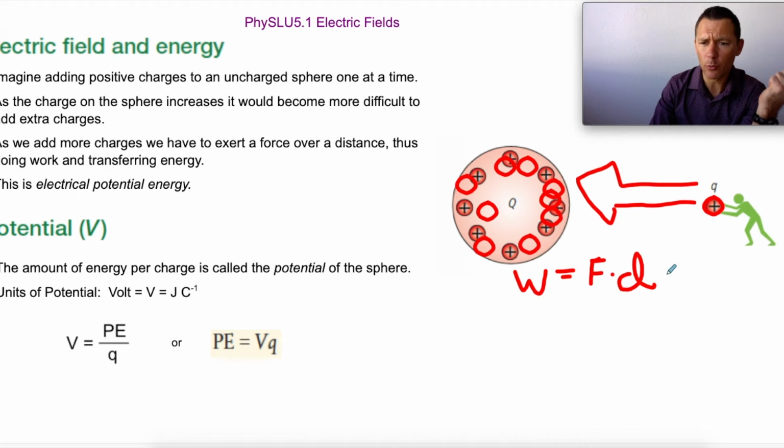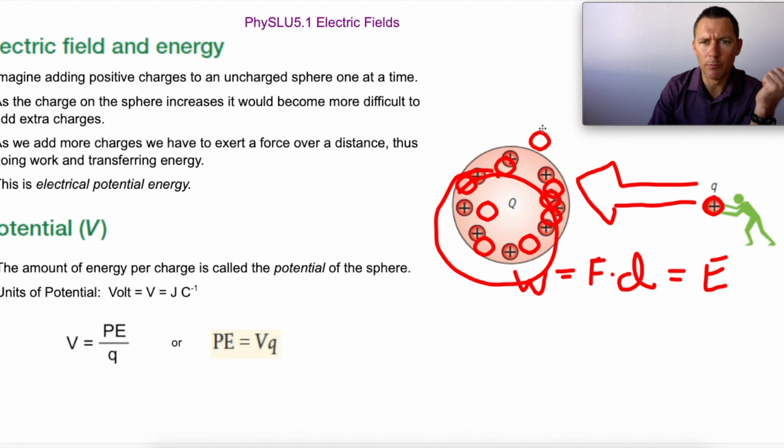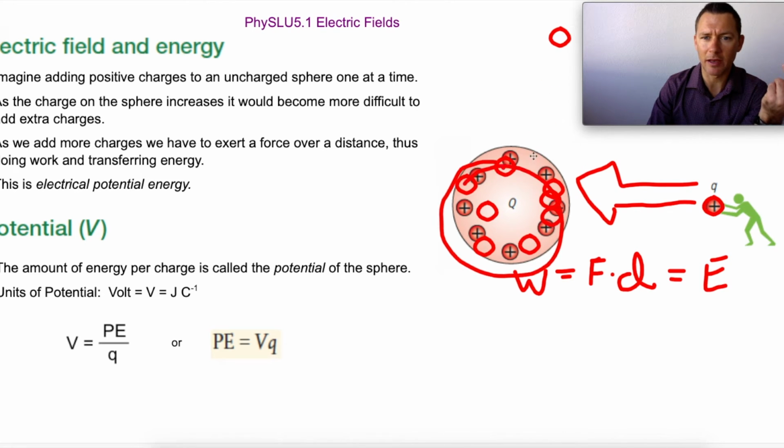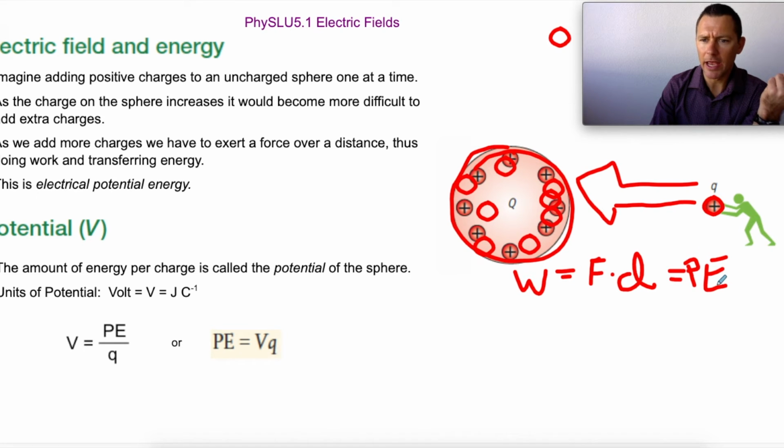Yeah, that work is building potential energy in here. This has a lot of potential energy now because if one of these little charges escaped, it would turn into kinetic energy. We'd make it accelerate, right? So we're making potential energy, and specifically we're making electrical potential energy.